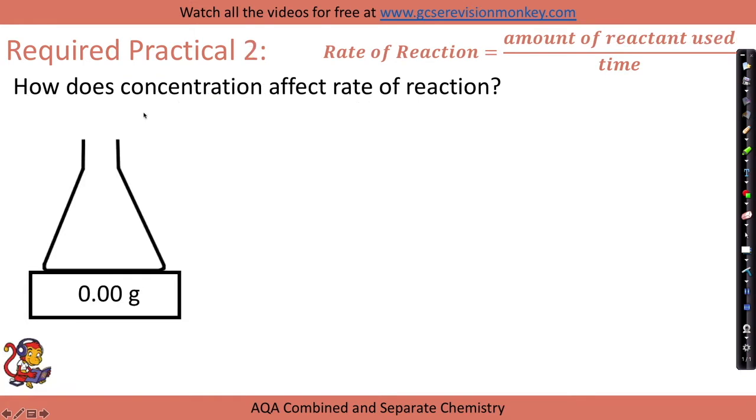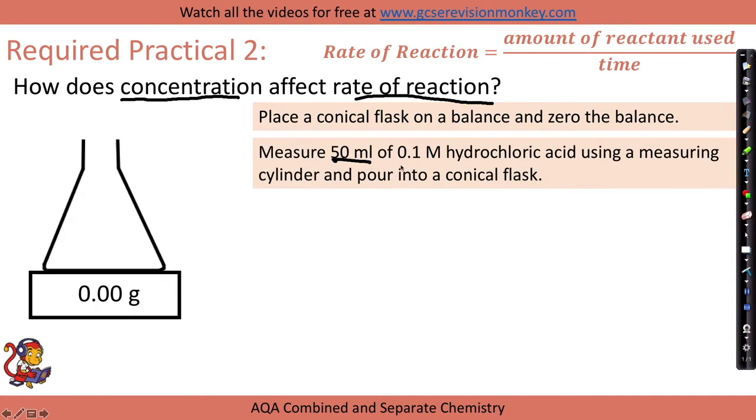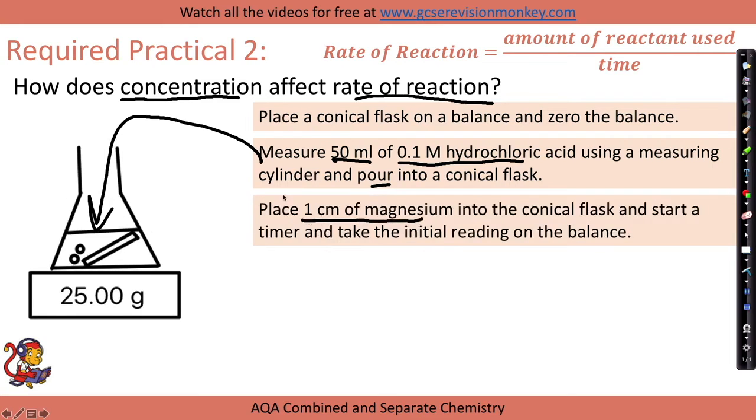So a different practical setup now, but still looking at how concentration affects the rate of reaction. This time, this focuses on the equation the amount of reactant used over time. So we start off by placing a conical flask on a balance and zeroing the balance. We would then measure 50 ml of 0.1 molar hydrochloric acid and pour this into the conical flask. And we then place 1 centimetre of magnesium into the conical flask and start a timer. We take the initial reading on the balance as well, so we're starting off with a mass of 25 grams.